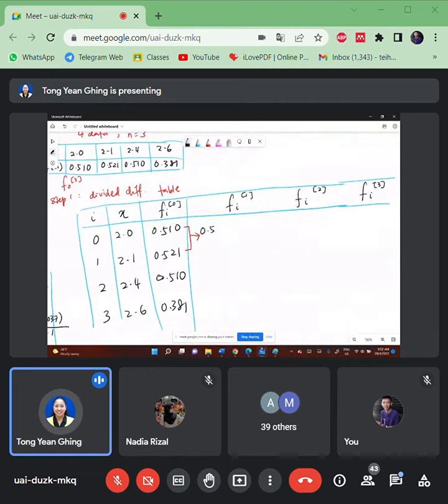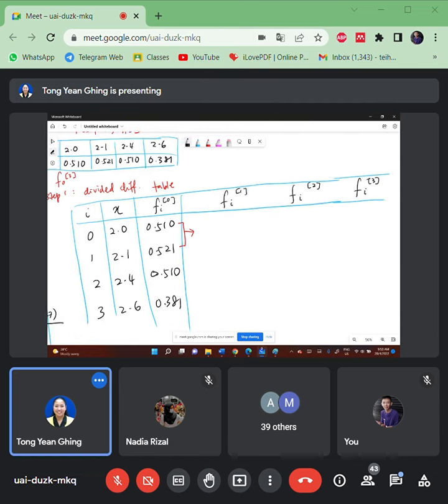Now this is 0.521 minus 0.510 divide by 2.1 minus 2.0. So what do you get? Sekejap, saya kecilkan sikit tulis. 0.521 minus 0.510 divide by 2.1 minus 2.0. So, apa awak dapat? Give me answer. Semua boleh faham tak ni? Why I do this one?